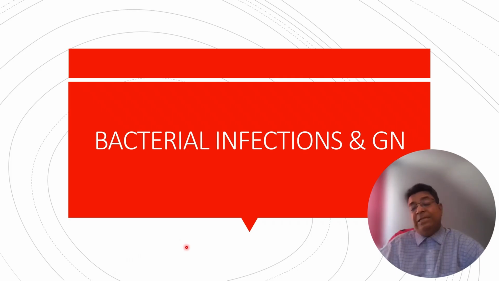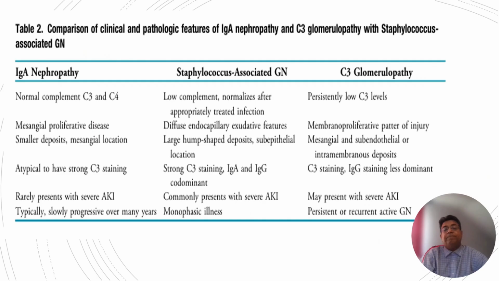Let's talk about bacterial infections and glomerulonephritis. So we usually talk about staphylococcal associated glomerulonephritis, but of course any bacterial infection, including infective endocarditis and streptococcus, can cause post-infectious glomerulonephritis. And here, there are three etiologies which can mimic each other and need to be dissected and separated in the clinical setting, to ensure that correct treatment is being implemented.